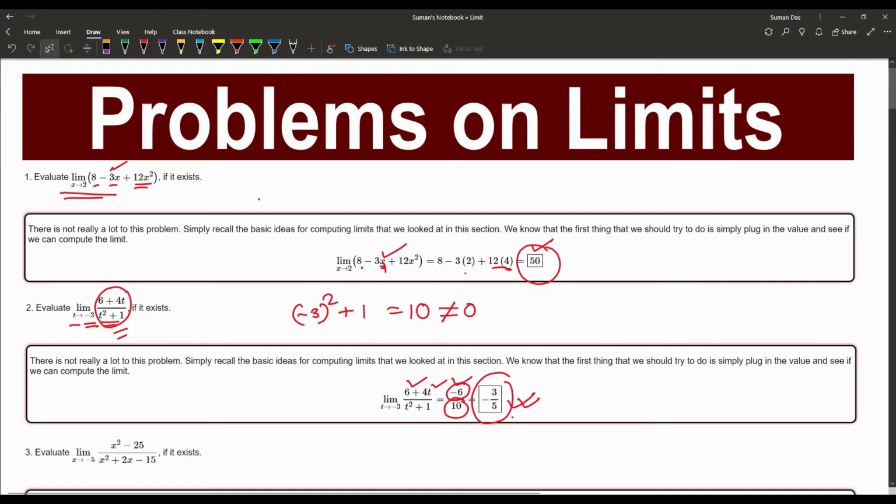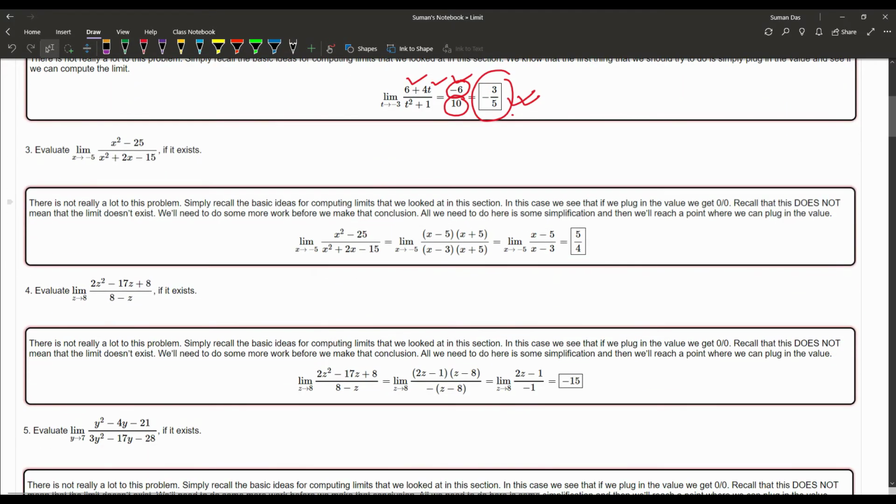Let's check the third problem. In the third problem, we have to evaluate x tends to minus 5 and the function is x square minus 25 upon x square plus 2x minus 15. Once again there is a numerator and a denominator in the function. When we put the value of minus 5 here, the denominator is getting 0 and the numerator is also getting 0.